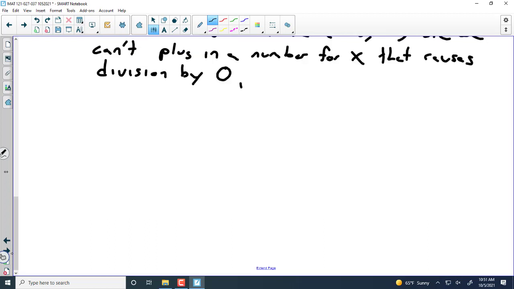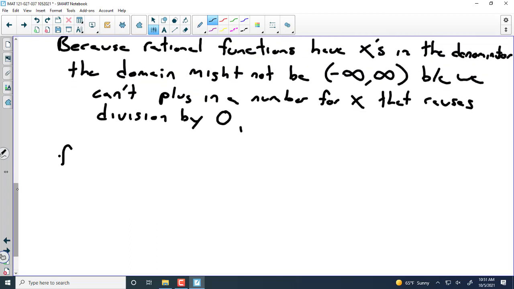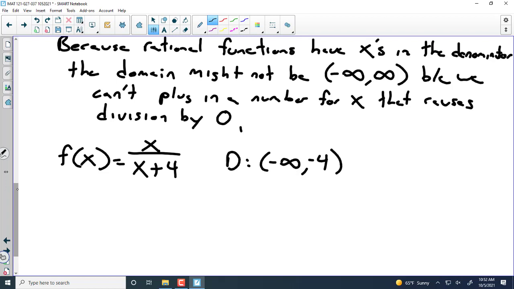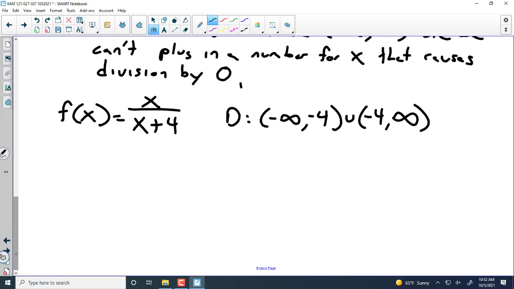So if someone gives us this rational function right here, which is not a super complicated one, but it's still a rational function because it's a polynomial on top and a polynomial on the bottom, what number are we not allowed to plug in there? Negative 4. So the domain for this one is everything except negative 4. And suddenly we're back to using interval notation for our domain. With polynomials, it was great. You can plug in any number you want at any time. With these, we do have to be careful not to divide by 0.